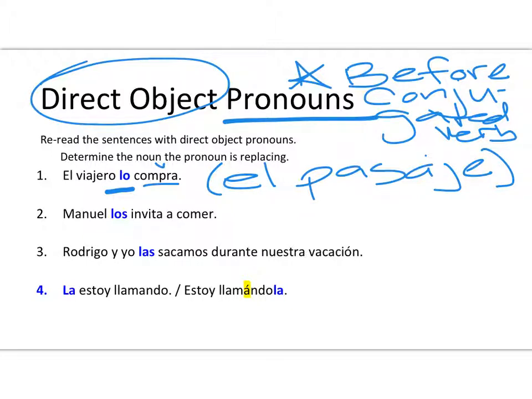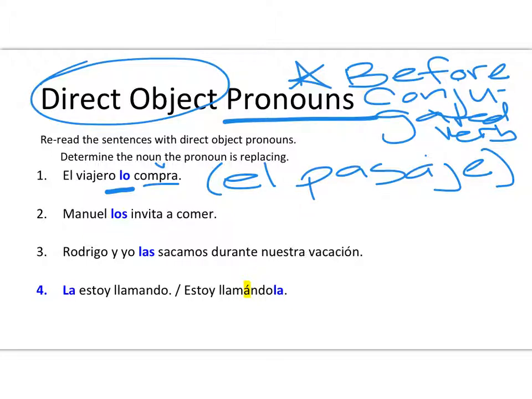What's it saying? Número uno? You might have to refer to your original sentence on your paper. El viajero compra el pasaje de Peru. What's that saying? El viajero compra el pasaje de Peru? Right. The traveler buys a ticket to Peru. So when we replace el pasaje with lo, now it's the same. The traveler buys it. Exactly.